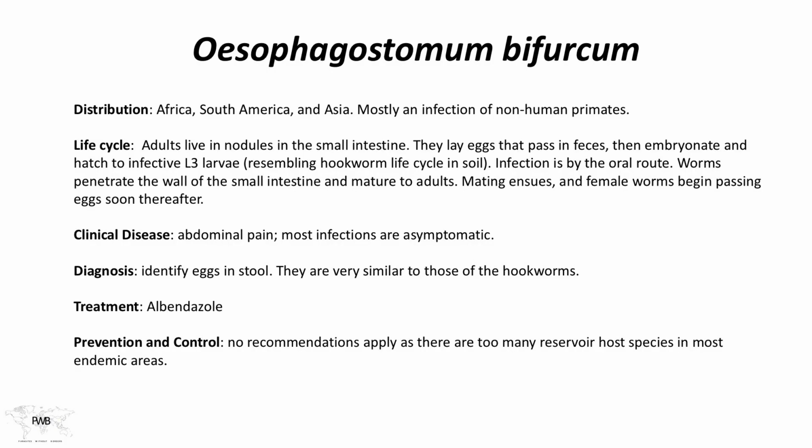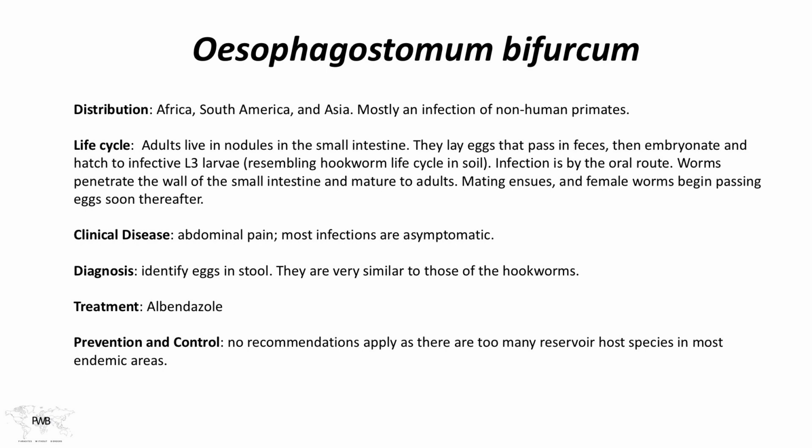Okay, Esophagostomum bifurcum is a very interesting nematode infection, not a filarial parasite, not related to the Capillaria group at all, an entity unto itself almost. It's found in Africa, South America, and Asia, which means that it's got a global distribution. And mostly it's an infection of non-human primates.